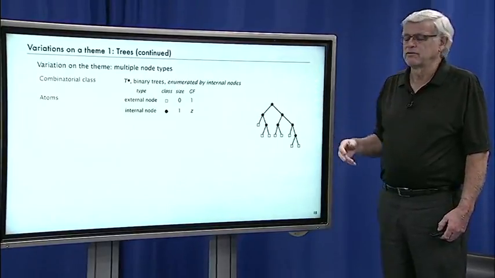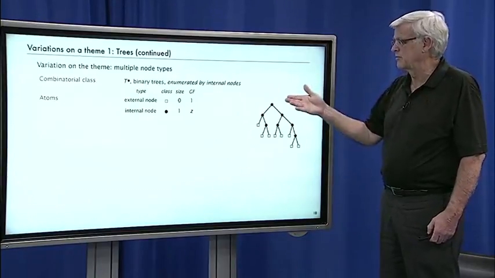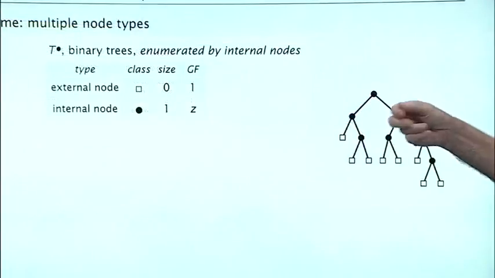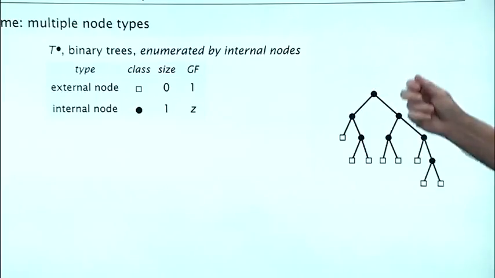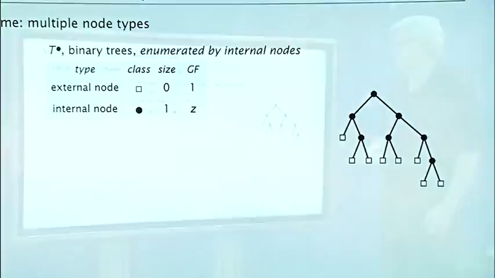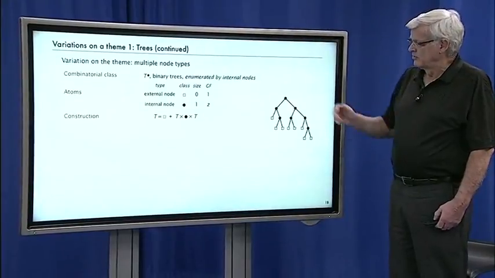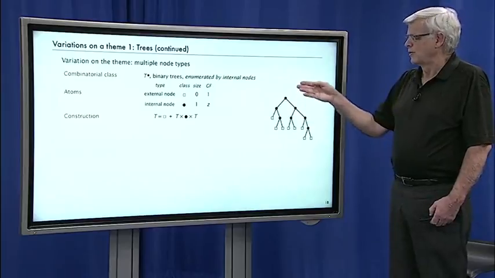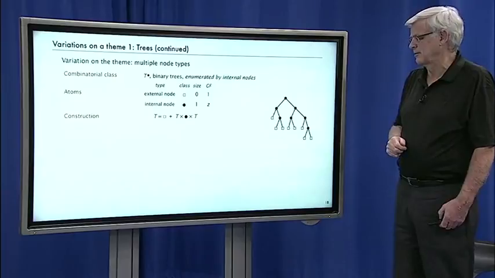So in that case, we start working with different atomic elements to build up our combinatorial class. The internal node is the one that we consider to be of size 1, so its generating function is z. External nodes we consider to be of size 0, so their generating function is z to the 0, or 1. Then we use a construction with both types of nodes. So a binary tree is either an external node with 0 children, or a binary tree with an internal node and a binary tree. That's a node with 2 children.